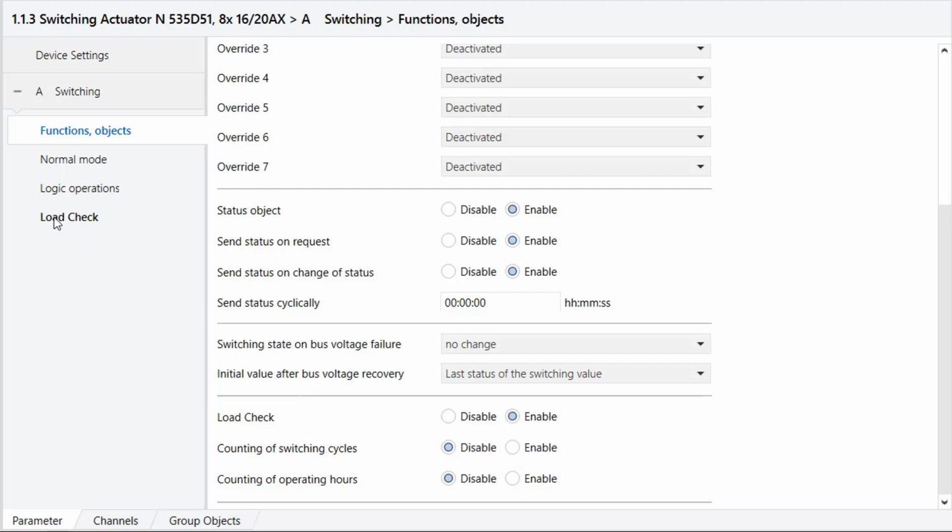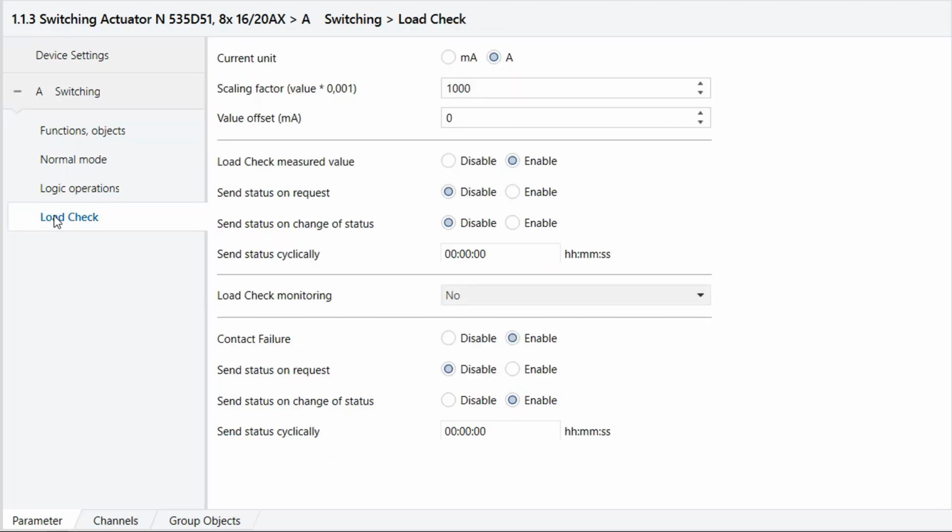If the parameter Load Current Monitoring is enabled, then a new main menu, Load Current Monitoring, appears on the left-hand side. First, the unit of the current measure is determined either as milliamperes or as amperes. The scaling factor is a correction factor for the measured current. It can be used to correct incorrect measurements. When entering the correction factor, pay attention to the scaling factor.